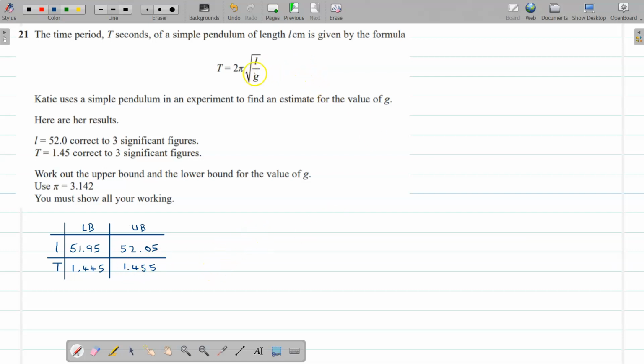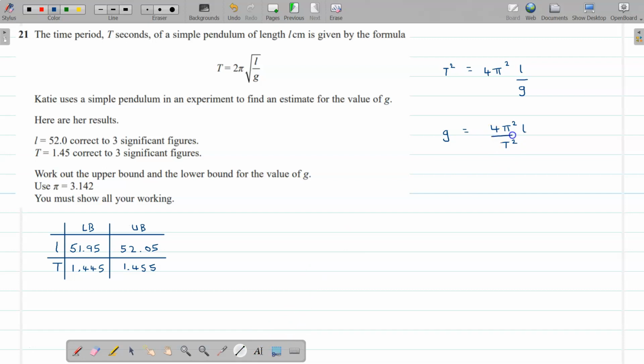You also need to rearrange this equation because we've got to find the lower bound for the value of G. So what I'm going to do is just square both sides. T squared equals 2 pi all squared, which is 4 pi squared times L over G. If I multiply both sides by G and divide by T squared, I get G equals 4 pi squared L over T squared. So that's my rearranged formula.